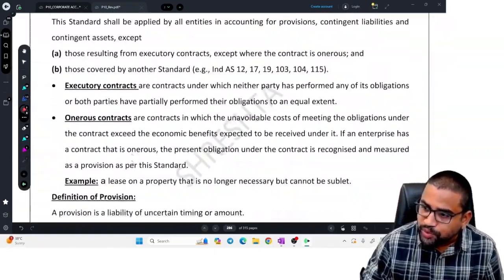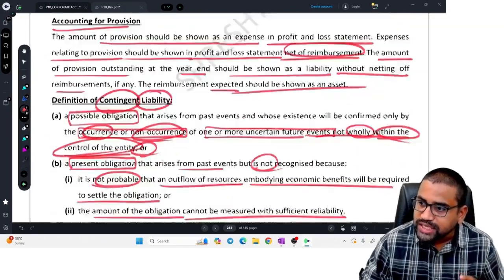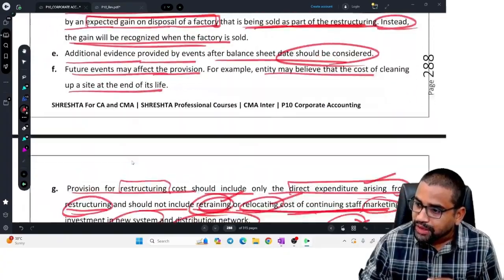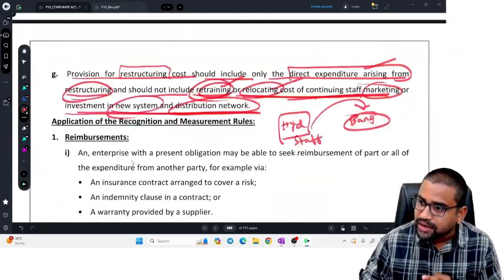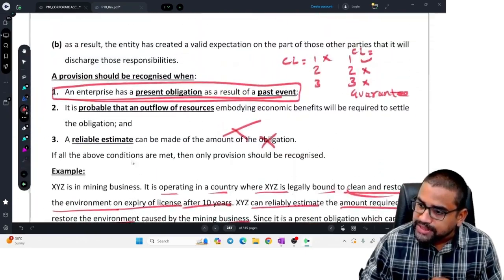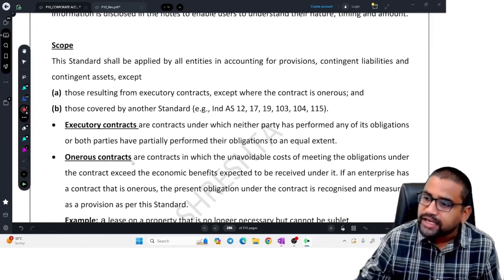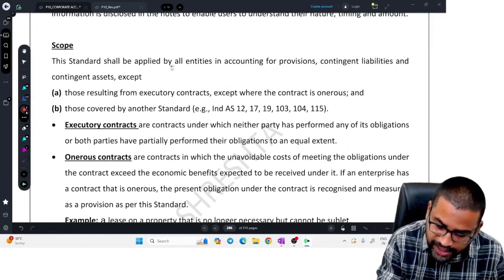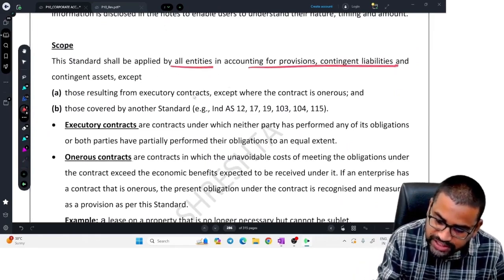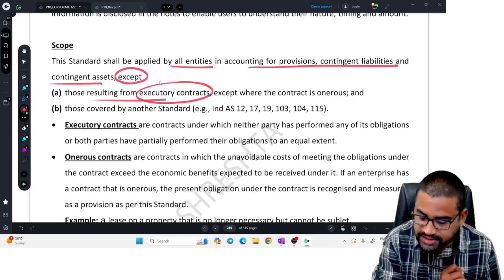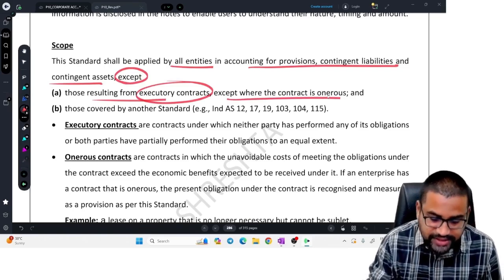So we covered what a provision is, what a contingent asset is, and what contingent liabilities are. And we have some miscellaneous topics here. Before going to miscellaneous topics, in scope I told you one point. This standard is applied by all entities in accounting for provisions, contingent liabilities and contingent assets, except those resulting from executory contracts, except where the contract is onerous.